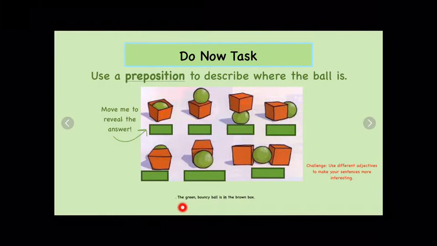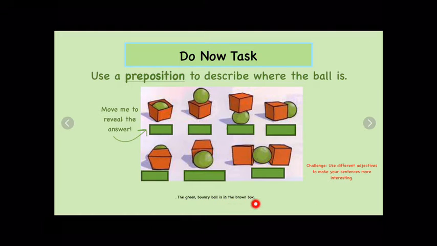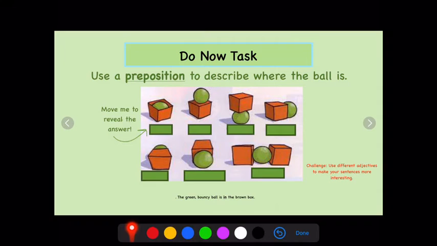Here is an example of what I have done. The green bouncy ball is in. In is my preposition, the brown box. Okay? I would like you to say the next one. The green bouncy ball is the brown box.